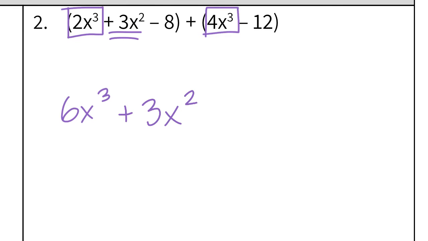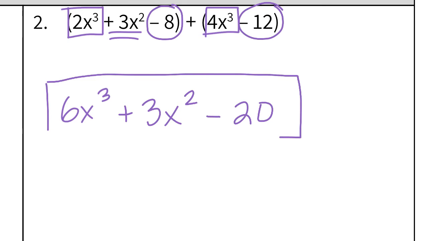And then last is those constants, negative 8 and negative 12. Those don't have any variables, so they can go together. And when you add those up, that gives you negative 20. Okay, so this would be our answer when we add up those polynomials.